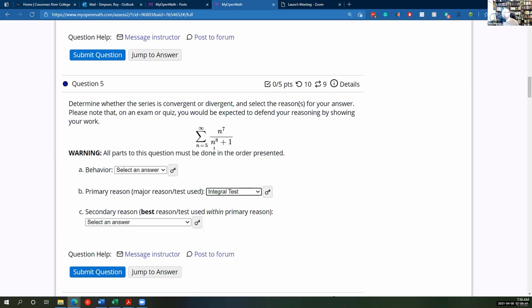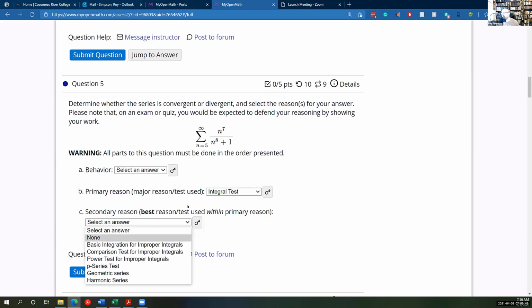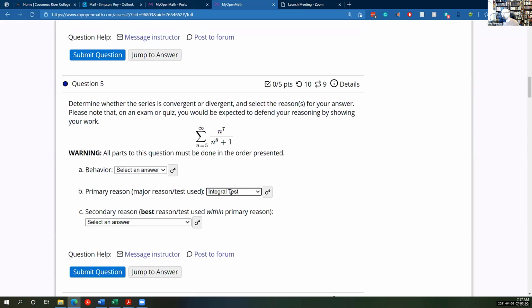So in this case, I would probably use an integral test here. And then within using the integral test, I suppose I could do basic integration, right? Or a comparison test. So it'll allow both of those. Basically, these are coded to have multiple possibilities for where you went after you did your first major test.